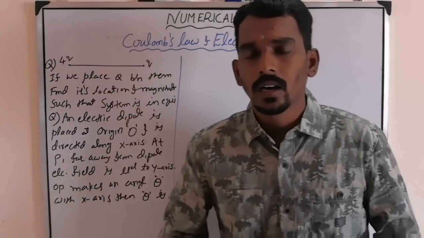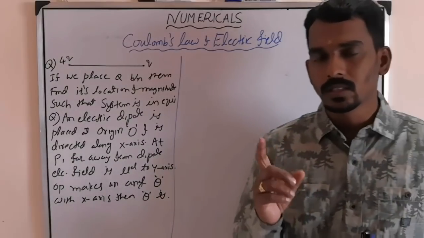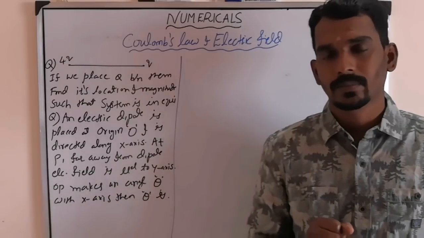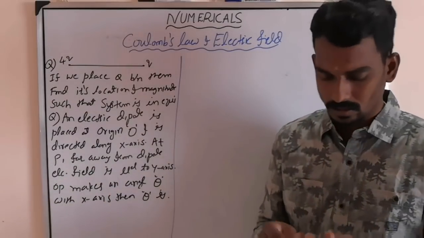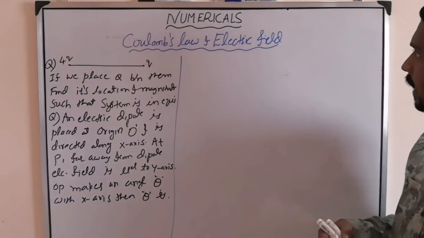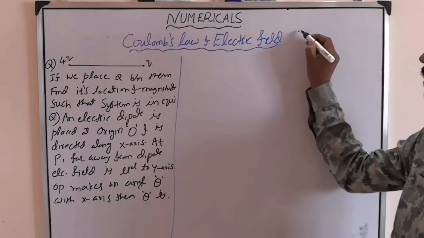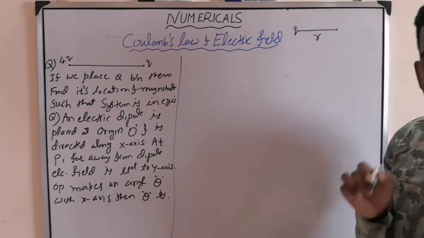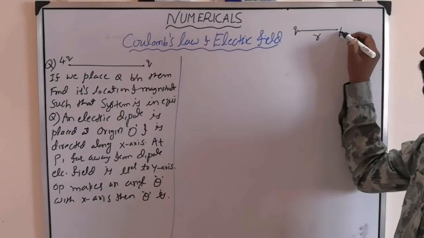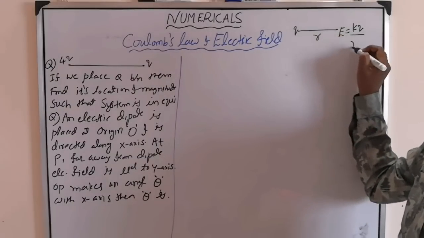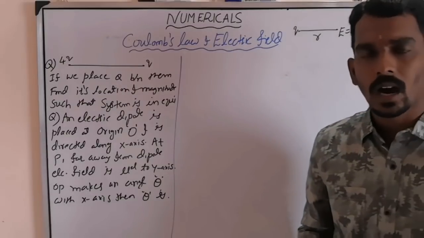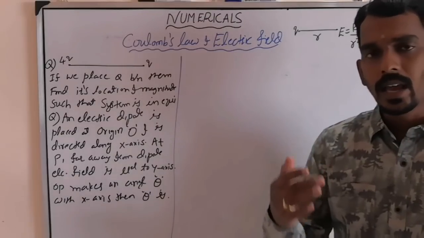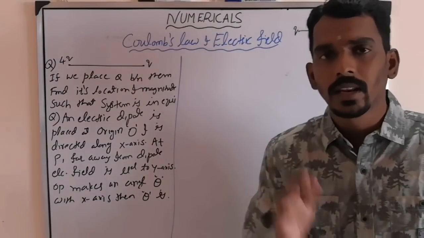But one formula is mainly important here, that is, the electric field due to a point charge. When you consider a point charge q, at any distance r from the charge, the magnitude of the electric field is kq by r square. But the charge can be positive or it can be negative.